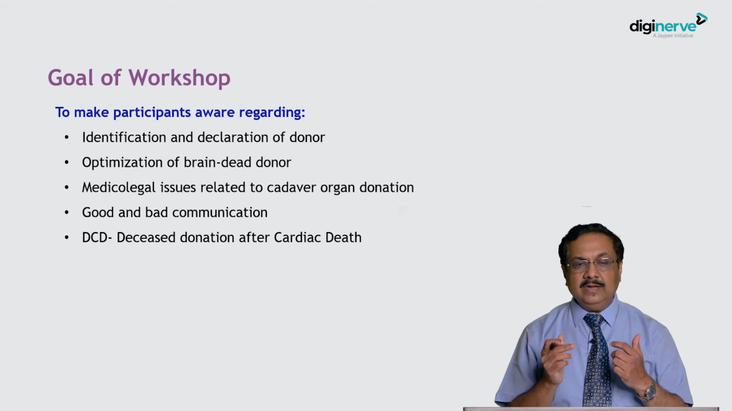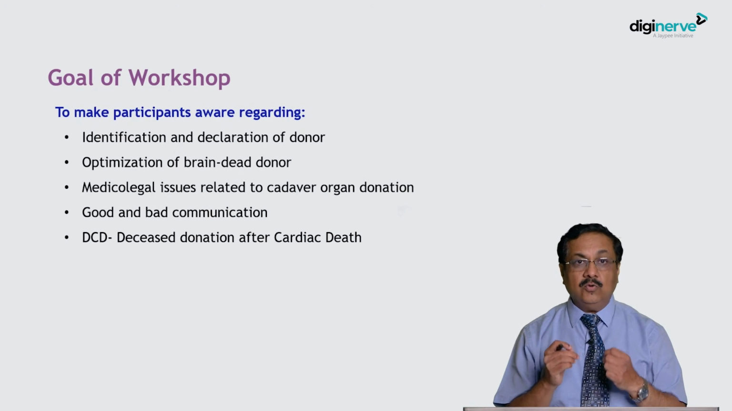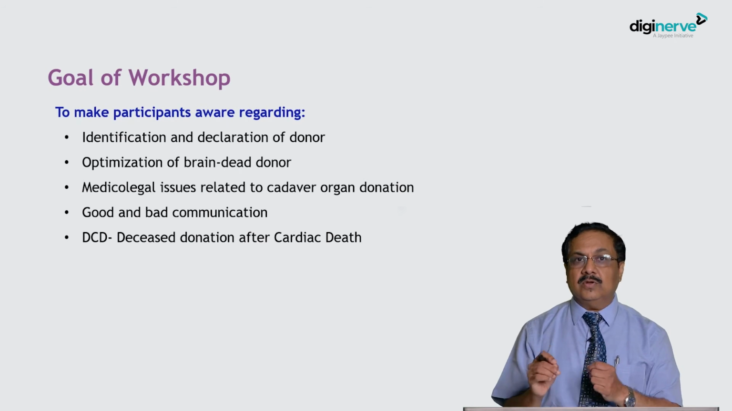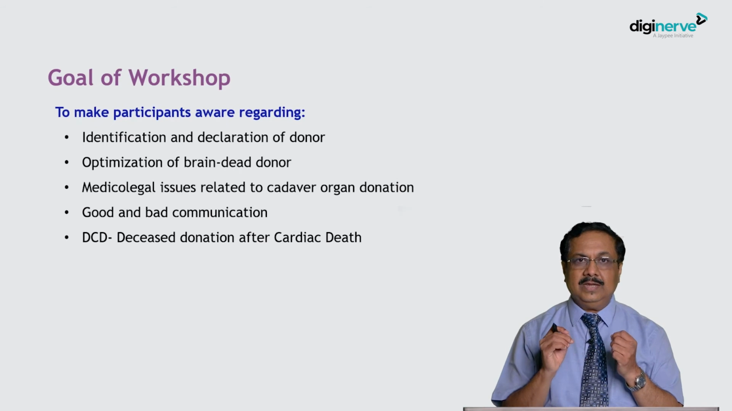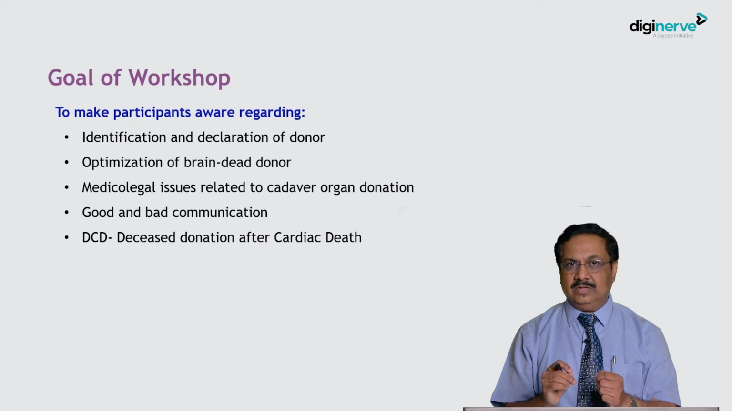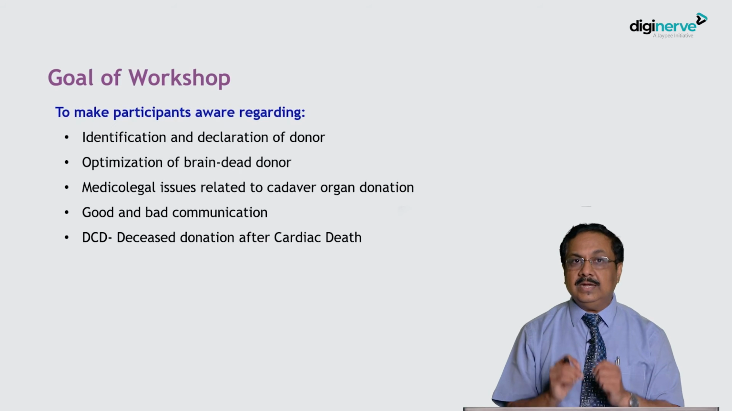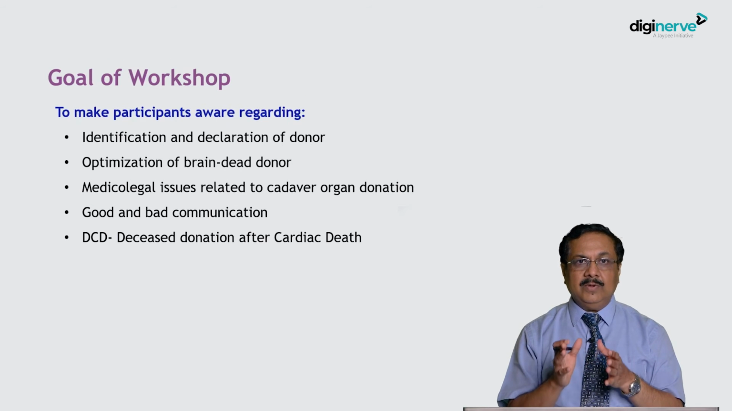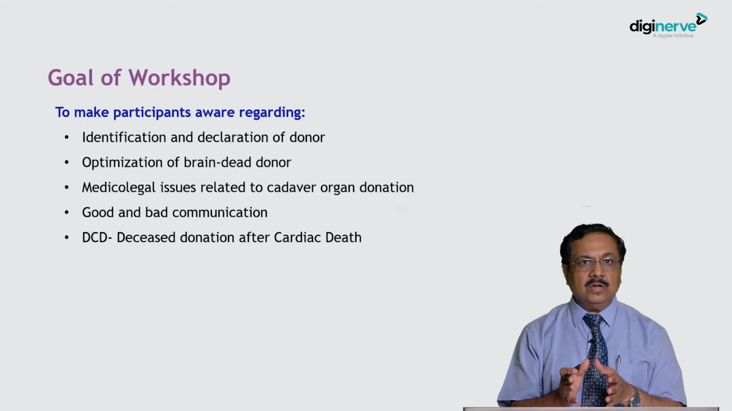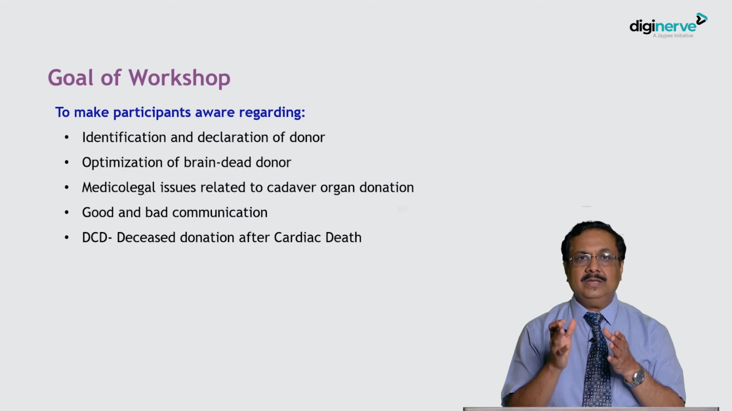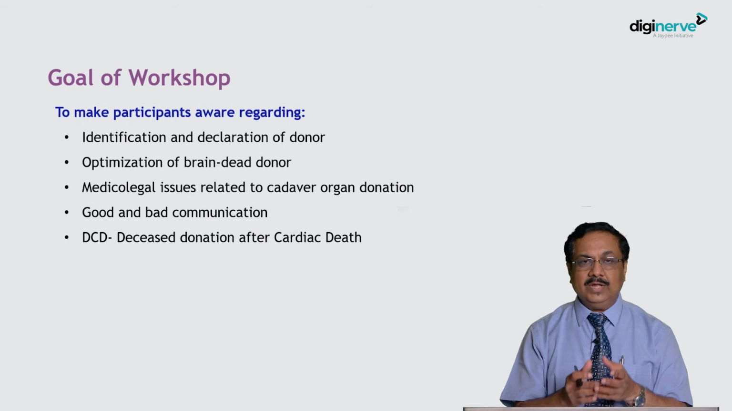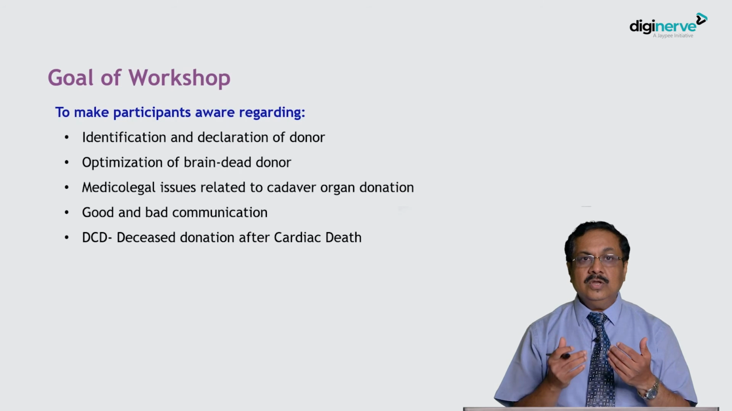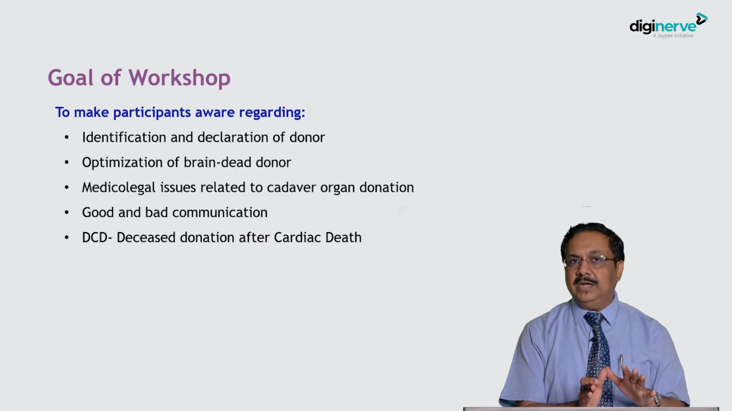Then after the identification, the participant should know how to optimize the donor in a good condition. We believe in multi-organ donation. One patient can donate 8 organs minimum and can save 8 lives. Every time our effort should be, from every organ donor, if possible, to get 8 organs minimum so that 8 lives can be saved. So optimization is the backbone of the entire process.